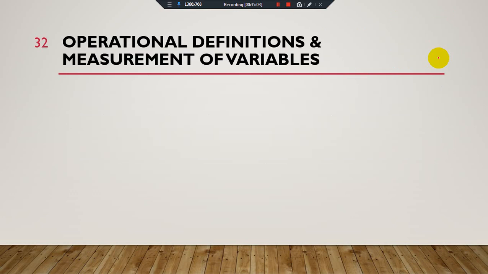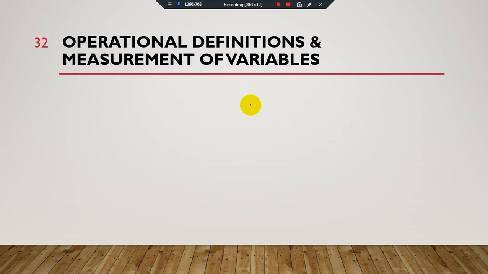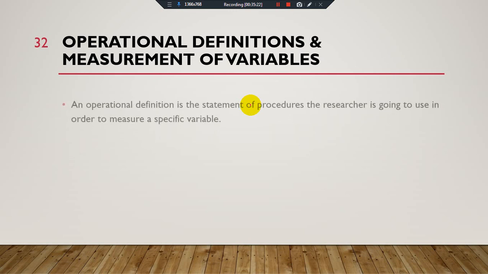Okay, operational definitions and measurement of variables. In this section we will provide the definitions and measurement of the variables y and x which we have selected in our econometric model, in our theoretical model, in our mathematical model. Here we provide the definitions of the variables.